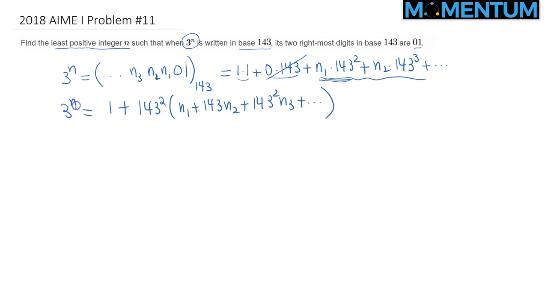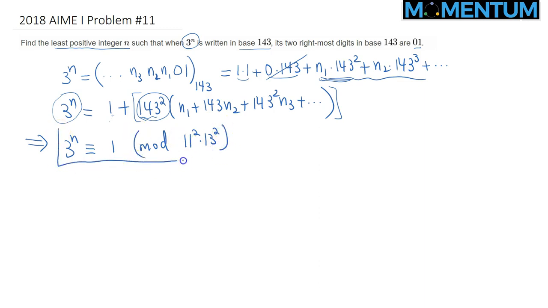But then, this is 3 to the n. This implies that if we take mod 143 squared of both sides, or if you will, if you divide 3 to the n by 143 squared, this second term is perfectly divisible by 143 squared, so the remainder would be 1. So this implies 3 to the n is congruent to 1 in mod 143 squared, but 143 is just 11 times 13. That's it.